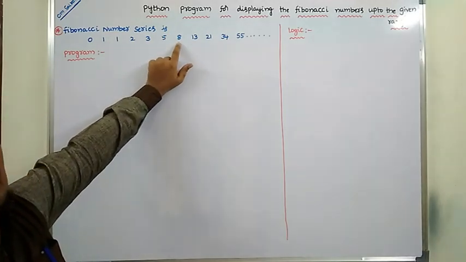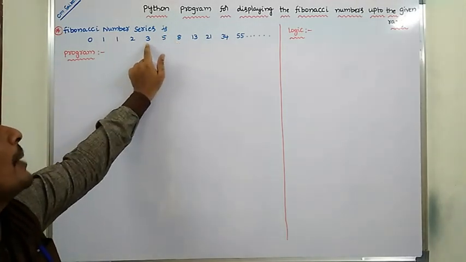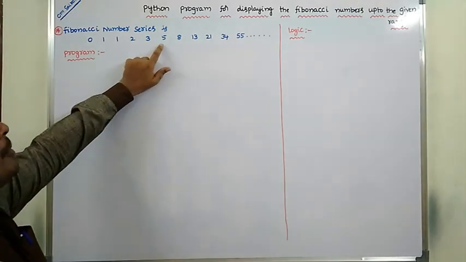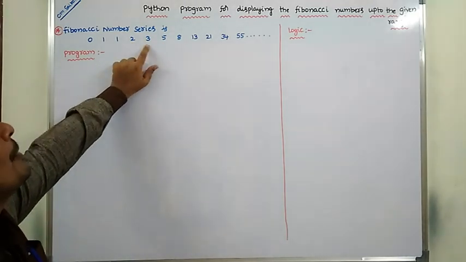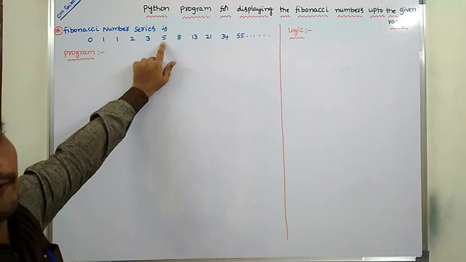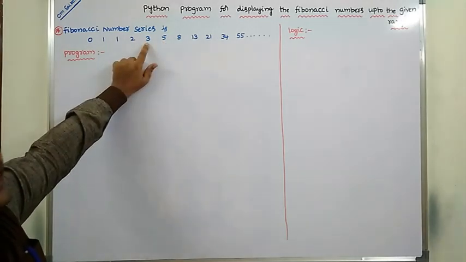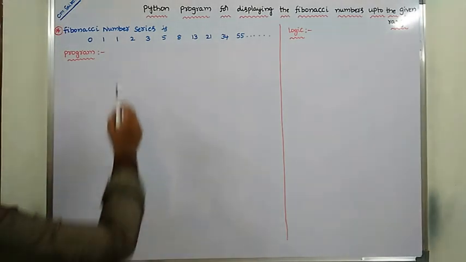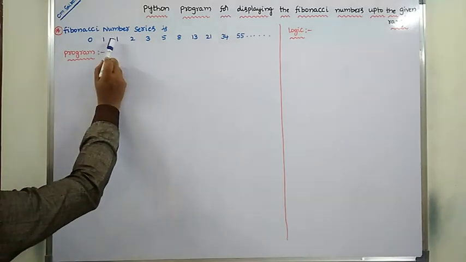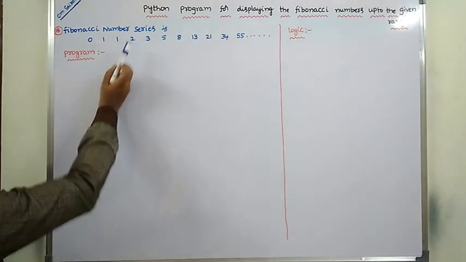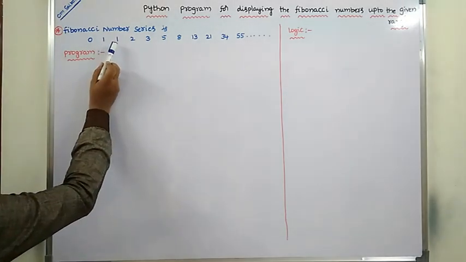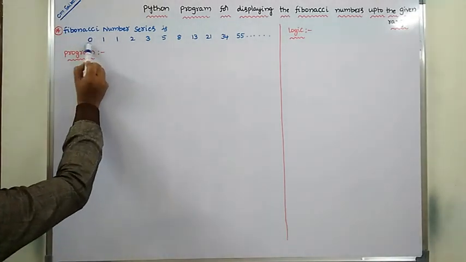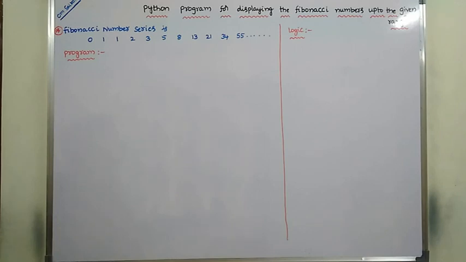I am getting the Fibonacci number 8 by adding the previous two Fibonacci numbers, 3 plus 5, that is equal to 8. I am getting the Fibonacci number 5 by adding the previous two, 2 plus 3, that is equal to 5. I am getting 3 by adding 1 plus 2, that is equal to 3. I am getting 2 by adding 1 plus 1, that is equal to 2. I am getting 1 by adding the two previous Fibonacci numbers. The first two Fibonacci numbers we are taking in the initialization.